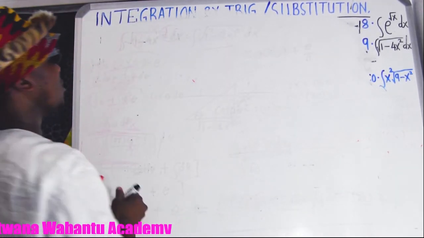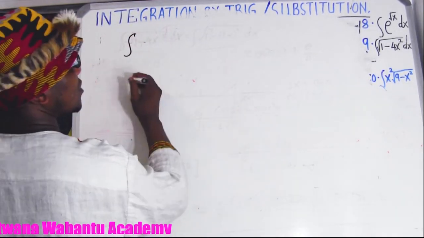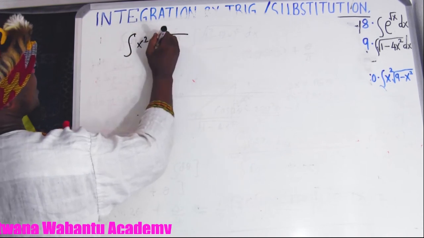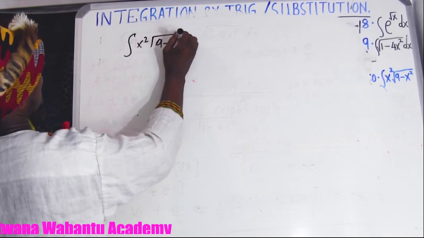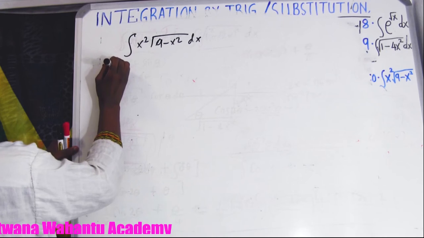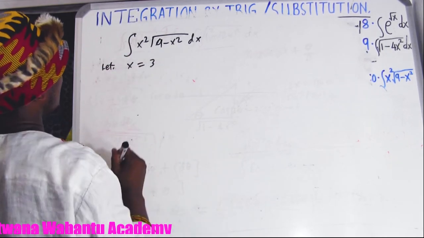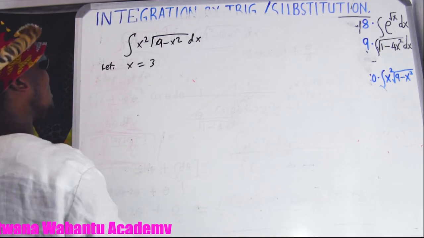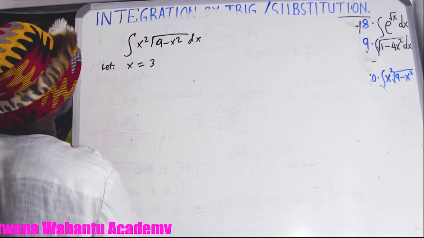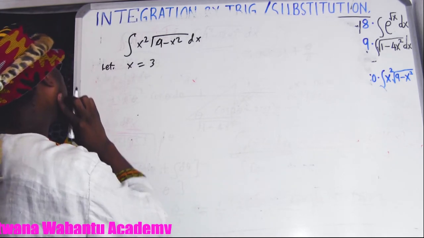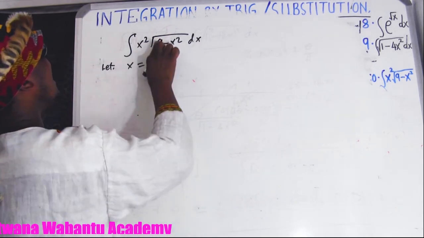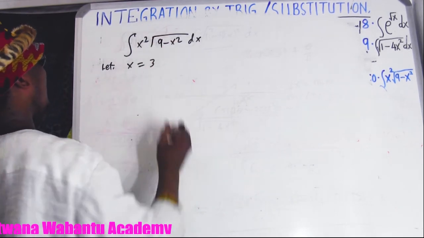Okay, cool. Now we go. So integral, x squared, and then I got 9 minus x squared. Okay, so I'll let x equal to 3. Man, this is going to be more easy. Let me make 7. Let me just make 9.